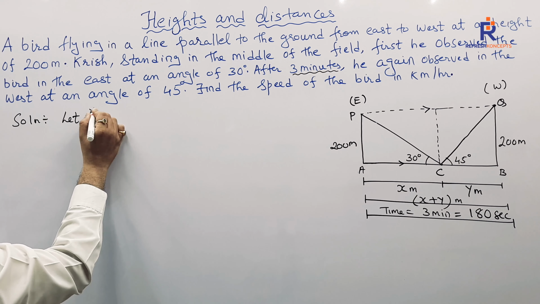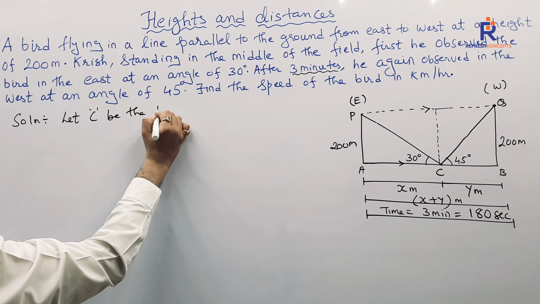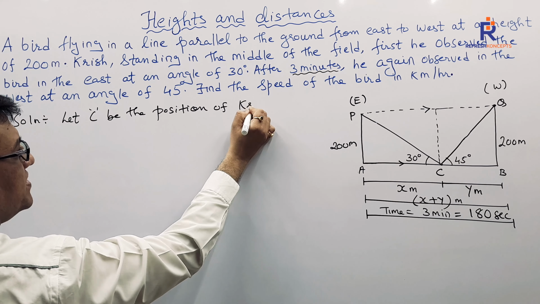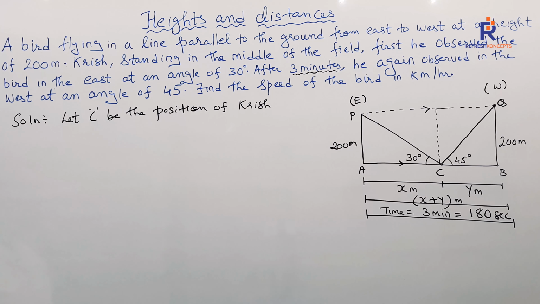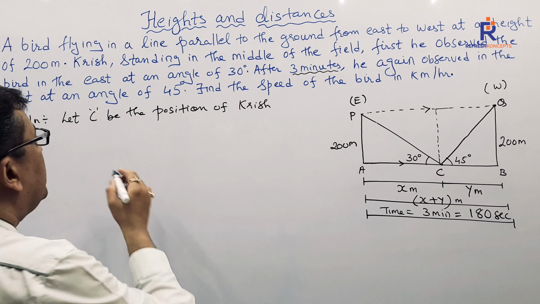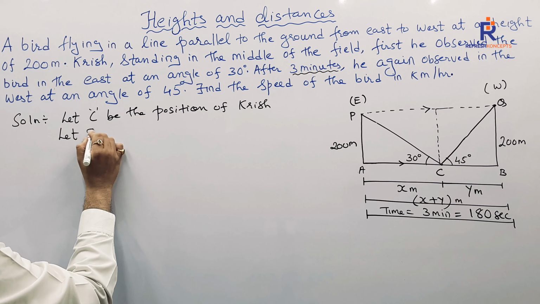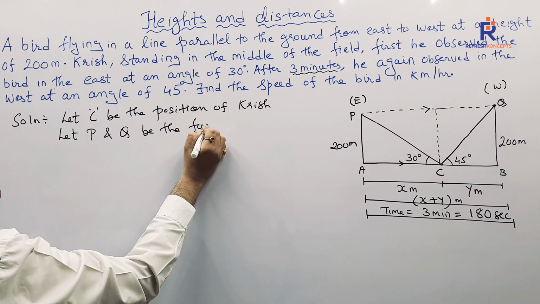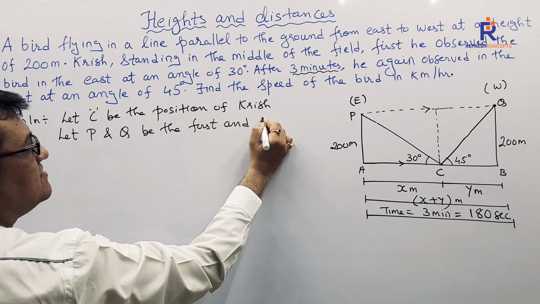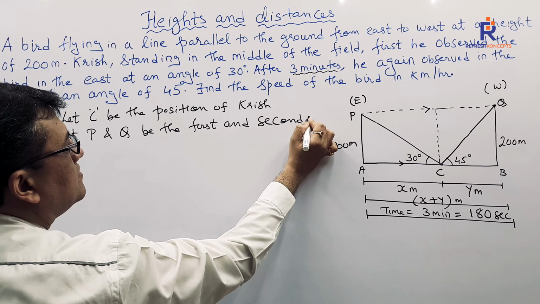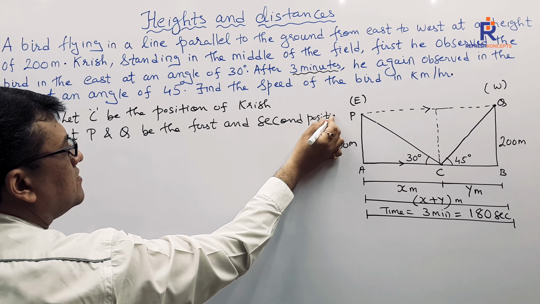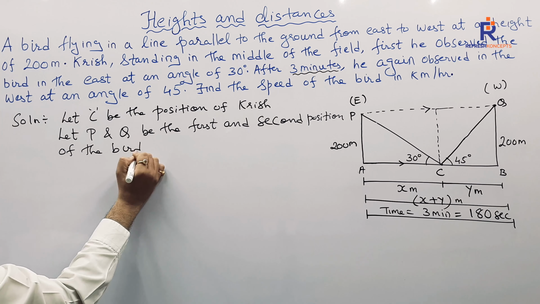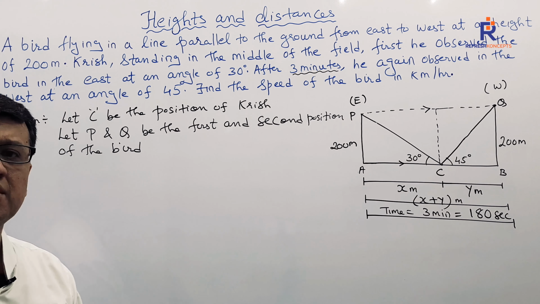Let C be the position of the boy, who is Krish over here. Let C be the position of Krish. Let P and Q be the first and the second position of the bird.